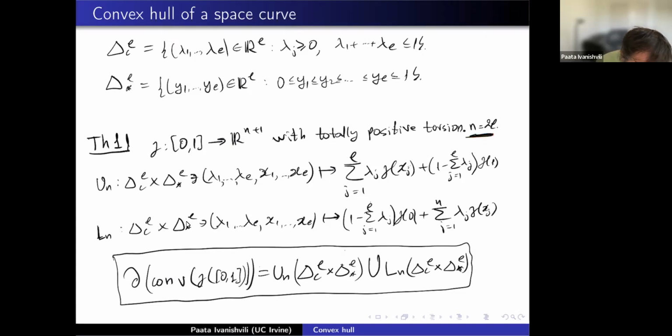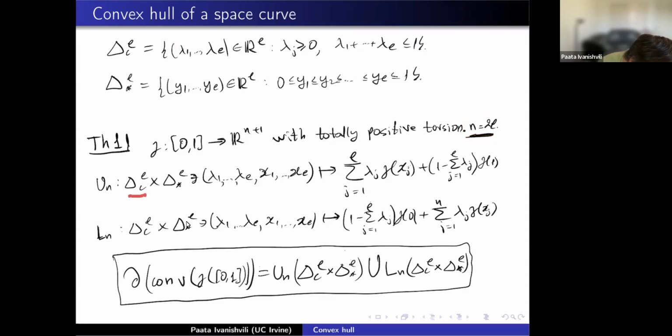We have results when n is odd, but I will not write the statement when n is odd. It's a different conclusion because I won't be able to cover everything I want. So we have both n even and odd, but in this talk I will be speaking when n is even. Let's consider the following map.